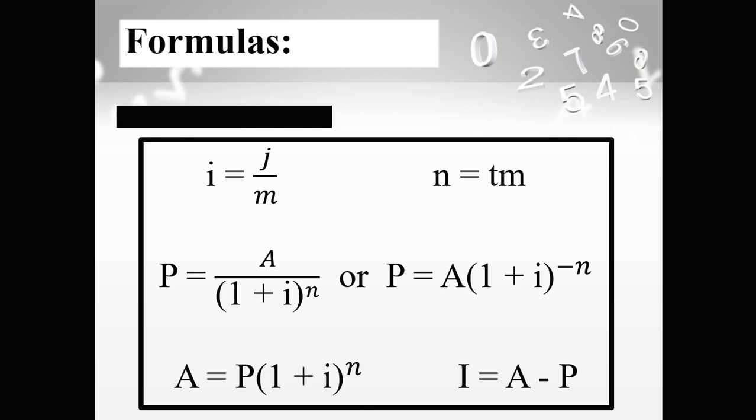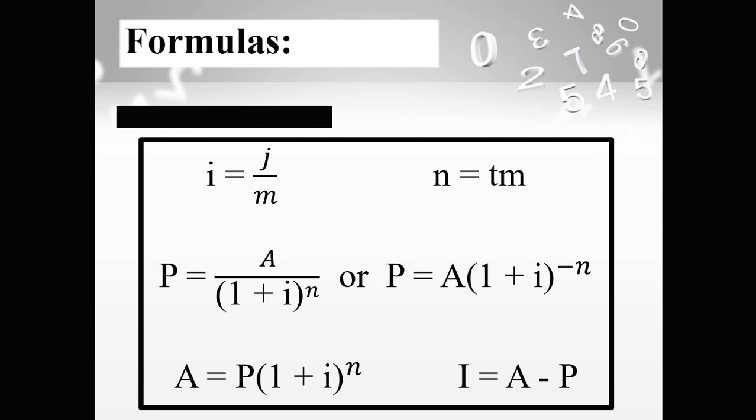And then next, para naman makuha si number of conversion of the loan, you have to multiply the time and the number of conversion per year. Okay, next, to find the principal amount, formula is the future value divided by 1 plus periodic interest rate raised to number of conversion of the loan.